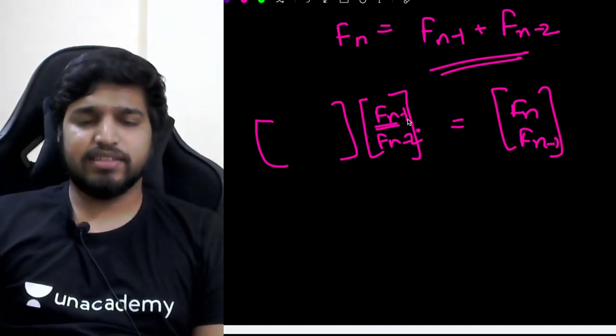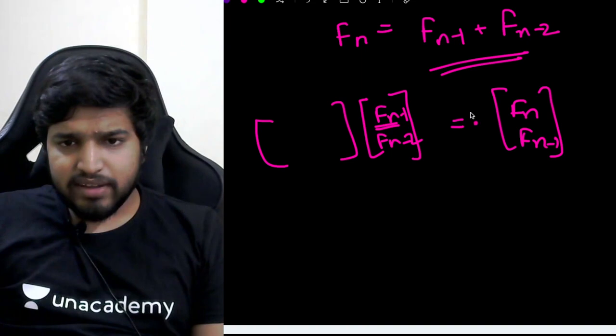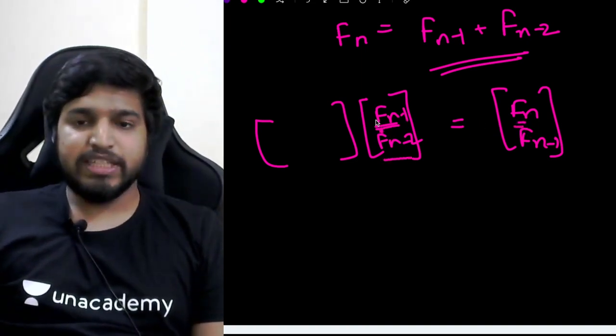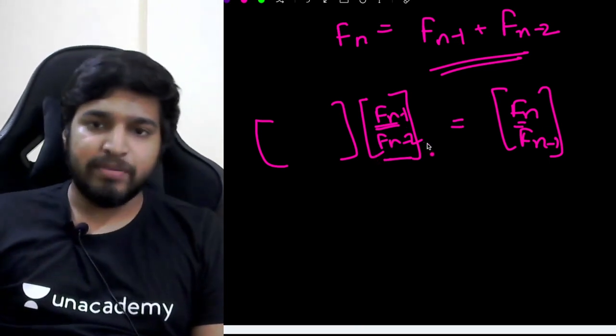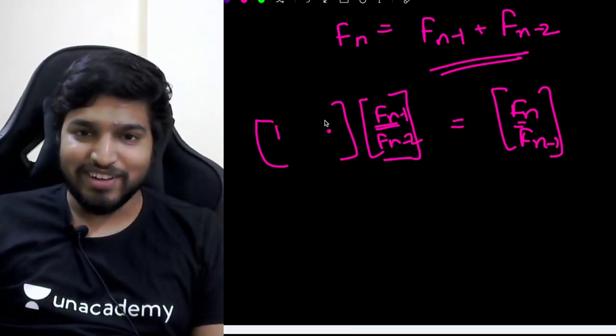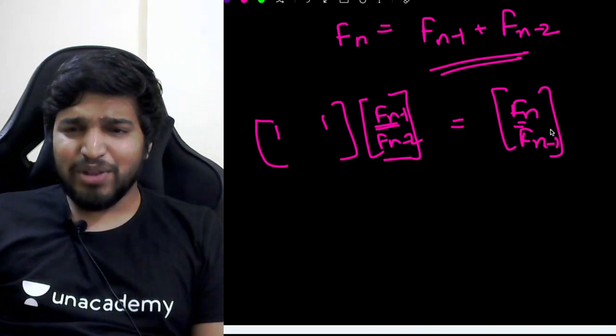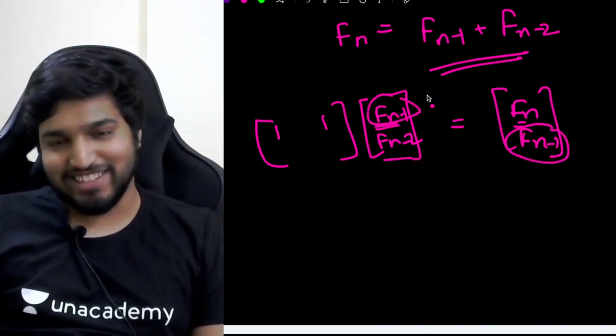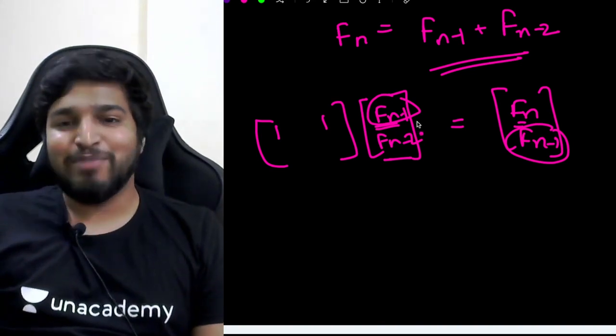Now, how did we get this matrix? We know that Fn is equal to Fn minus 1 plus Fn minus 2, which means 1 into Fn minus 1 plus 1 into Fn minus 2, essentially putting 1 here and 1 here. Now, how do you get Fn minus 1 here? That's just Fn minus 1, nothing special. You can directly put Fn minus 1 here.